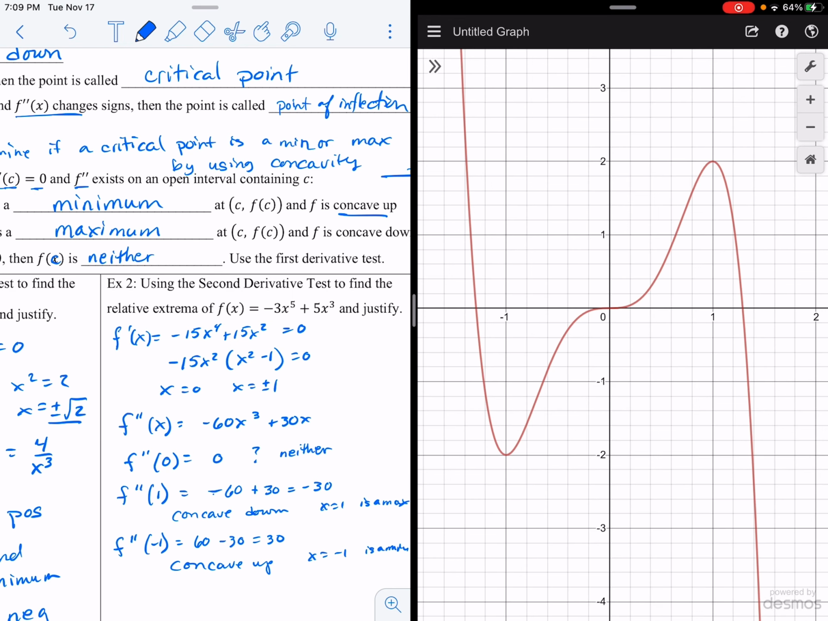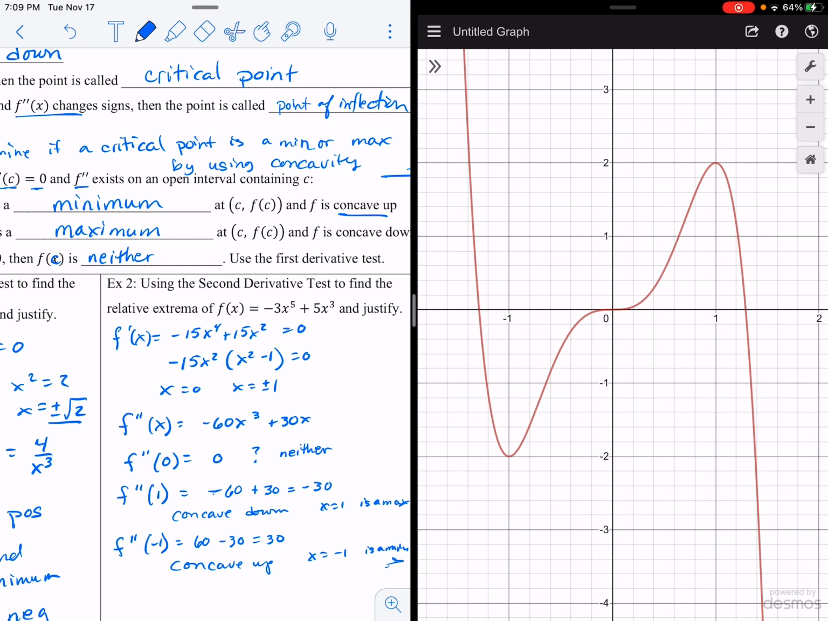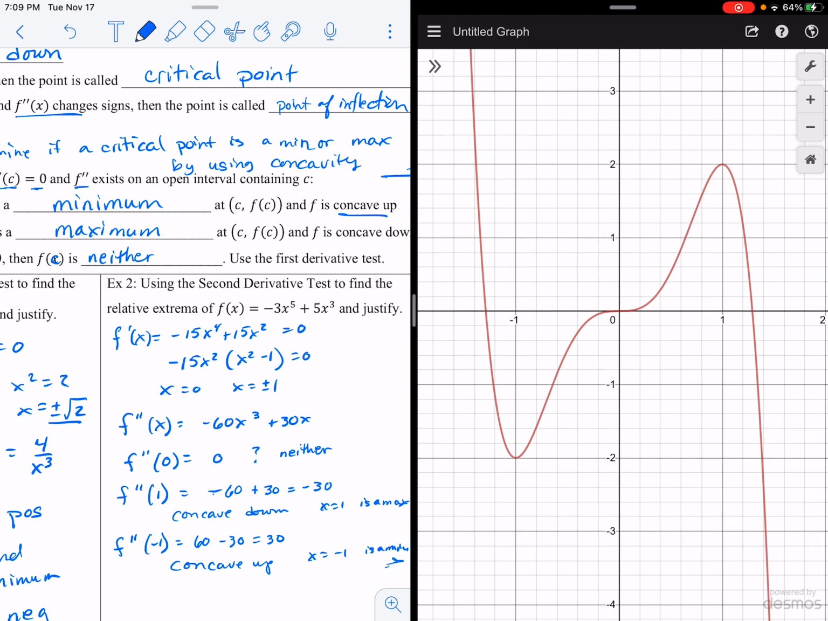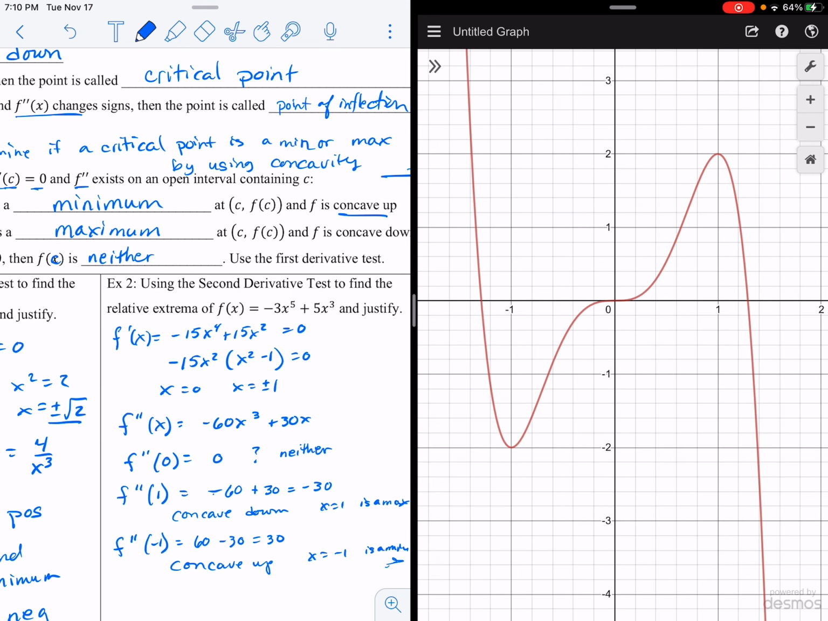Okay, so here I have negative 1. I said it was a minimum. Is it? Yep, it's a minimum. It's the bottom of my curve. Is it concave up? Yes. At 1, it's a max. It's concave down. Here, it's not a min or a max. So it's neither. It is a point of inflection because I'm concave down and I'm concave up. All right, pretty nifty.